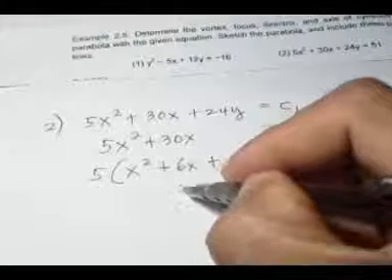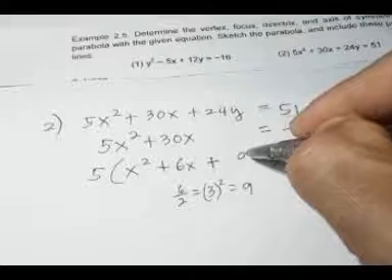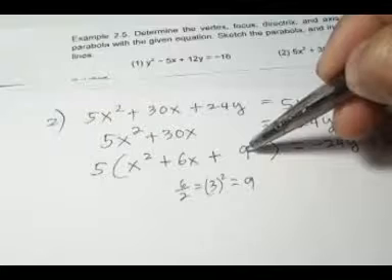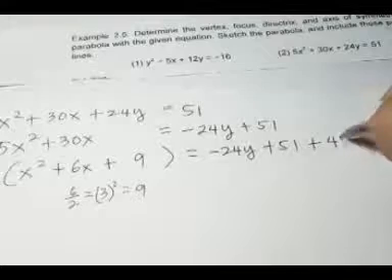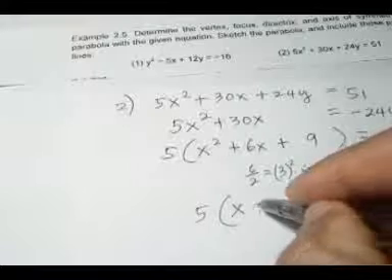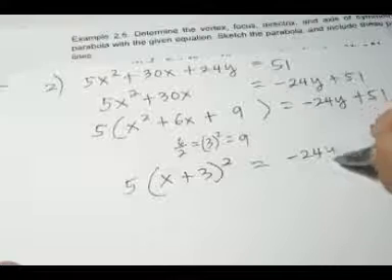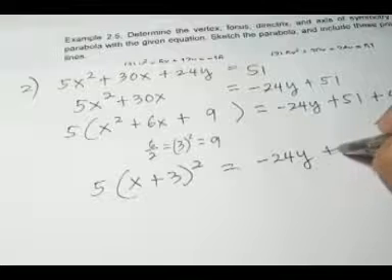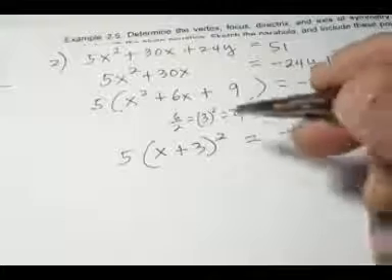Divide this by 2 equals 3, then square equals 9, so plus 9. We are adding to the left side not only 9 but 9 times 5, which is 45. So add 45 to the right side. So the left side becomes a perfect square. X plus 3 squared equals negative 24y, 51 plus 45 is equal to 96.